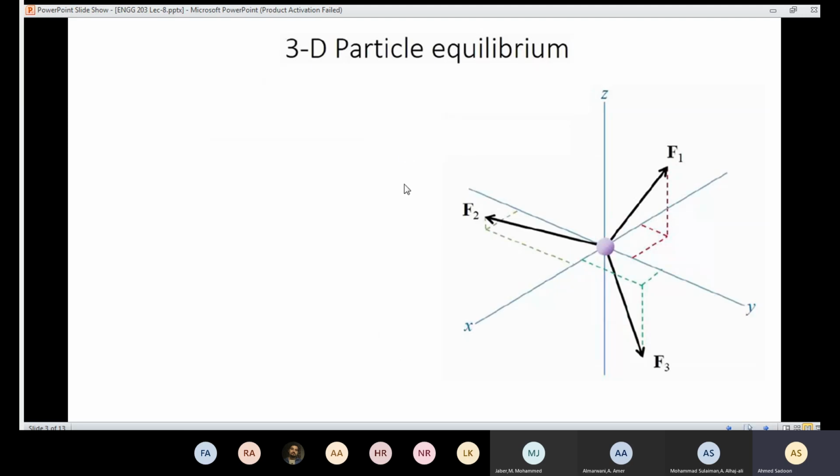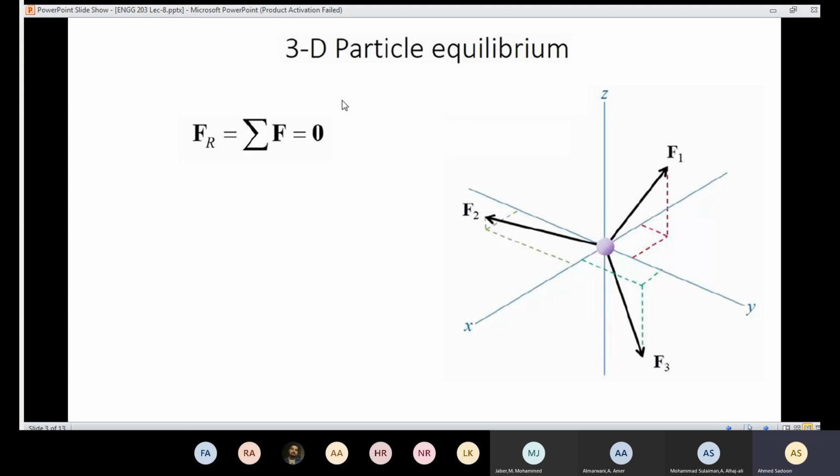Today, we are going to look at the 3D particle equilibrium. We are going to deal with a particle in equilibrium in three dimensions. We are going to deal with X, Y, and Z. And also, we know that the summation of the force vectors is going to equal 0.